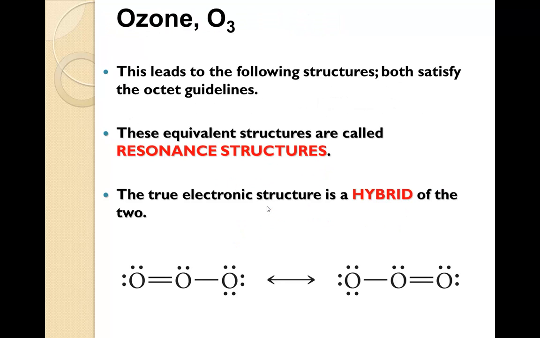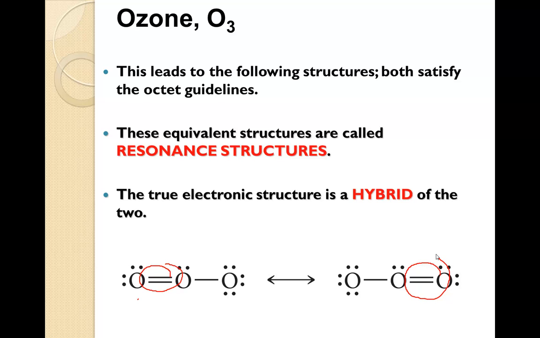O3 is another example. Resonance structures are equivalent structures. The true electronic structure is a hybrid of the two. So notice here's O3, which is actually ozone that we have in the atmosphere. We have 3 oxygens. We have a double bond on the left-hand side when they did the Lewis dot structure. And on the right-hand side, they also have a double bond, and it flips back and forth.